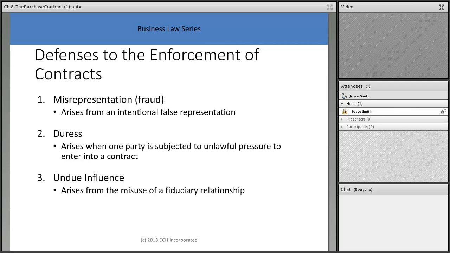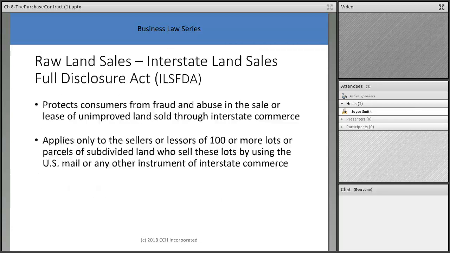Duress arises when one party is subject to unlawful pressure to enter into a contract. I'm sorry, but when I see foreclosures and short sales, I'm going to tell you there is somebody that's under duress. They're not doing this voluntarily. They're being forced into it from bad circumstances in their lives. But we recognize short sales and foreclosures in our marketplace. There still is a component of duress there. Undue influence arises from the misuse of a fiduciary relationship.